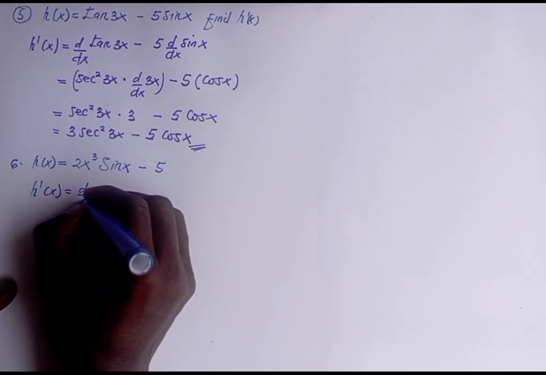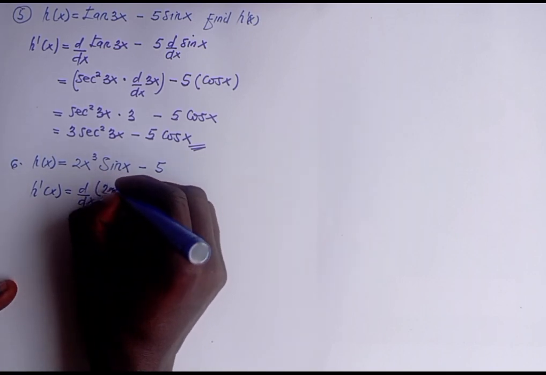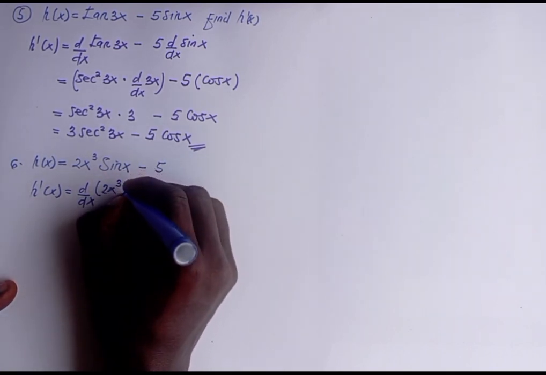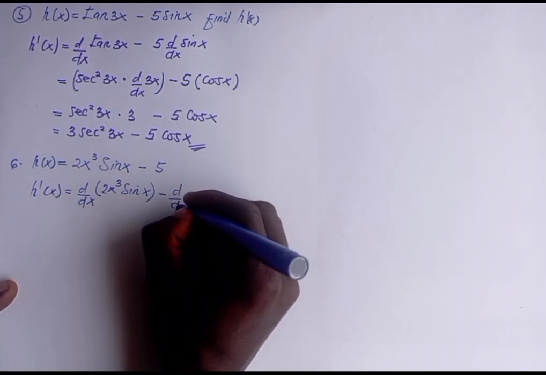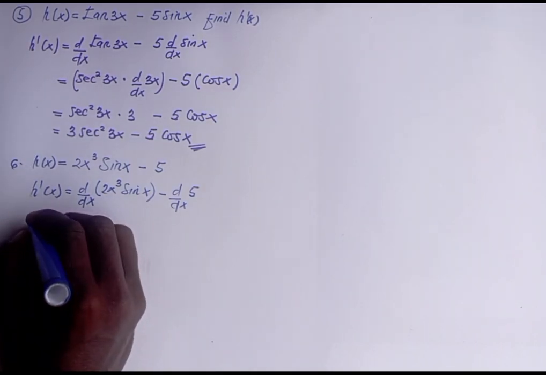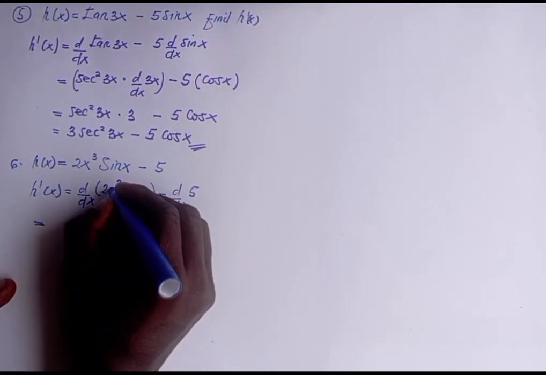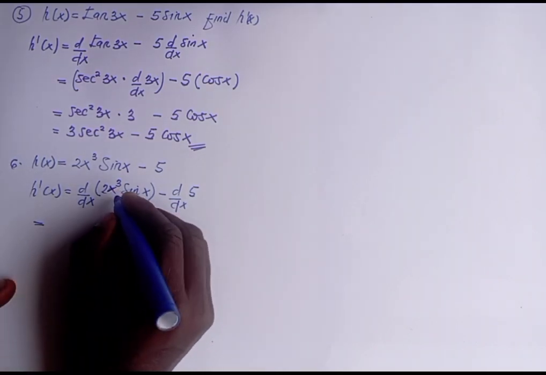we differentiate 2x cubed sine x, and then we take the derivative of what? 5. And we know that this is a product of two functions, so we treat them as such. So it says that we keep the first function.